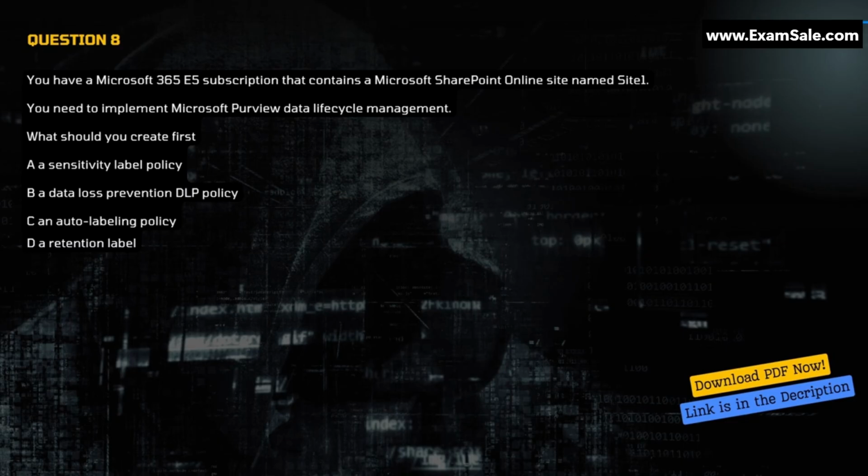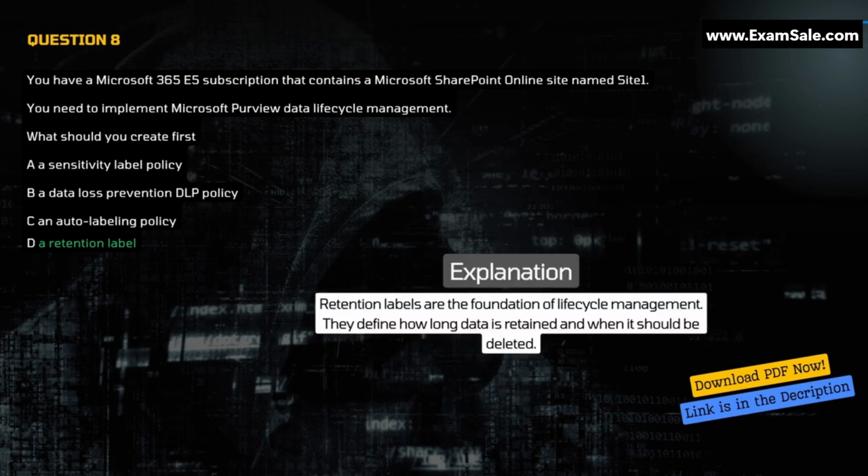A. Sensitivity Label Policy. B. A Data Loss Prevention DLP Policy. C. An Auto-Labeling Policy. D. A Retention Label. Correct answer is D. Explanation. Retention labels are the foundation of lifecycle management. They define how long data is retained and when it should be deleted.